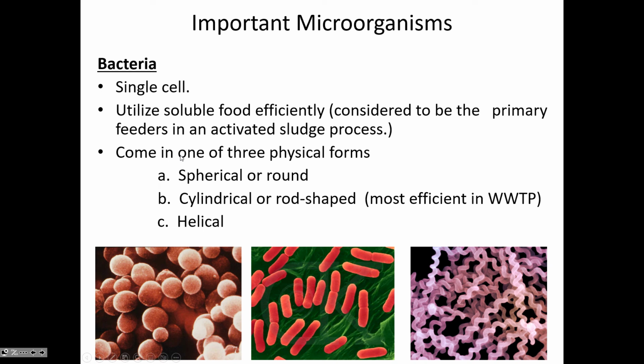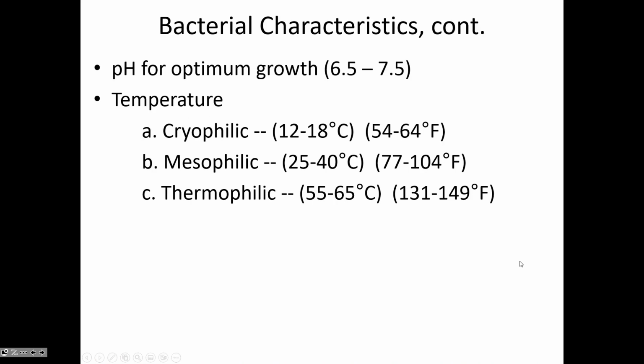Bacteria are single-celled, and they're the primary feeders or the prey in activated sludge, and they have a variety of different shapes, and the shapes sometimes influence their settling properties and the types of flocs that they're able to form. So there are some that are spherical, some that are cylindrical, some that are helical in shape. In terms of their optimal growth, we want the pH to be relatively neutral because they're so small and their cell walls are relatively thin that they're not resistant to acidic or basic environments.